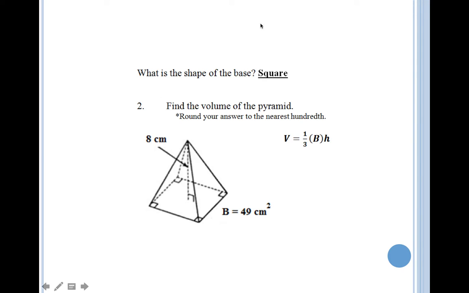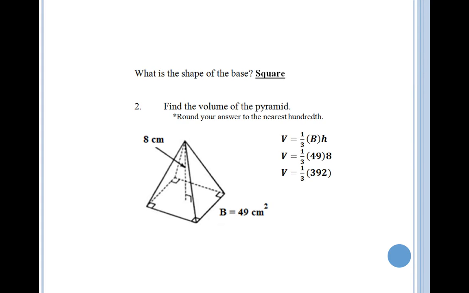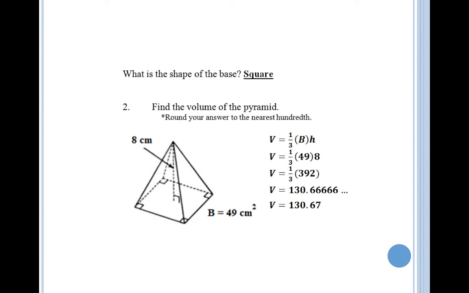H is 8. So you're going to plug both of those things in. I have 49 times 8, 392. Again, multiply by 1/3, divide by 3, whatever your heart desires. You have V equals 130.6 repeating. I'm going to round to the nearest hundredths place. So I'm going to look here, hundredths place, and look at the value next to it. It's another 6. So it's going to tell my 6 that I'm looking at to go up to 130.67.